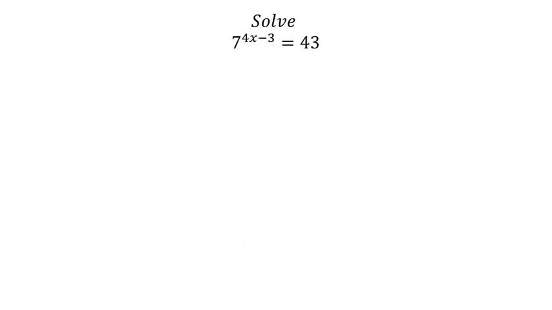So this one, base 7 to the power 4x minus 3 equals 43. 43, I believe, is prime. So we can't just say, well, we're going to divide it by 7. Can't do it, because if you did, you'd get some kind of, I think, pretty ugly decimal, by the way. So that means we may be stuck at this point, but we're not, because of logarithms.